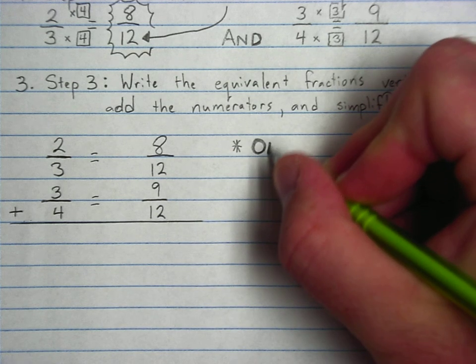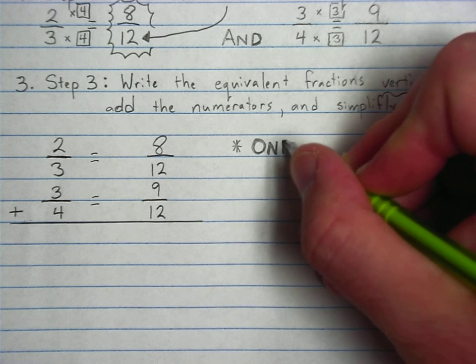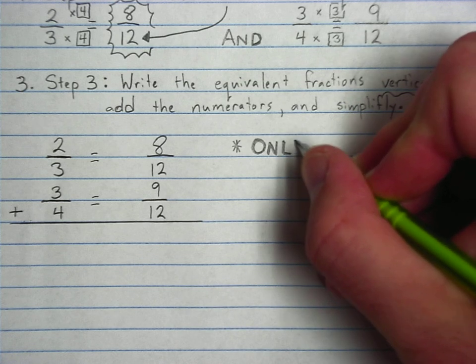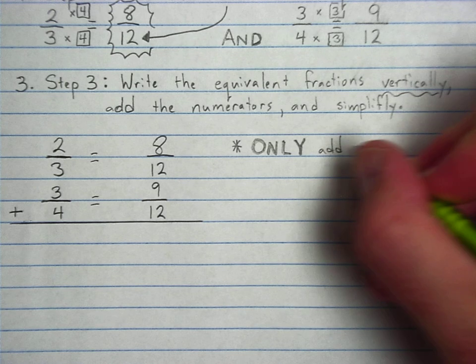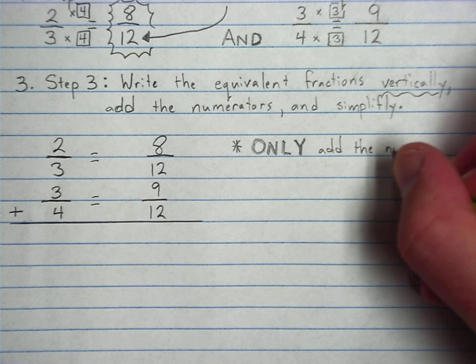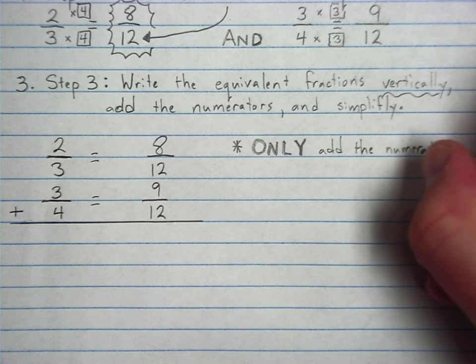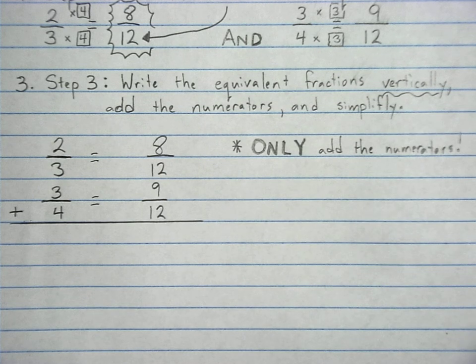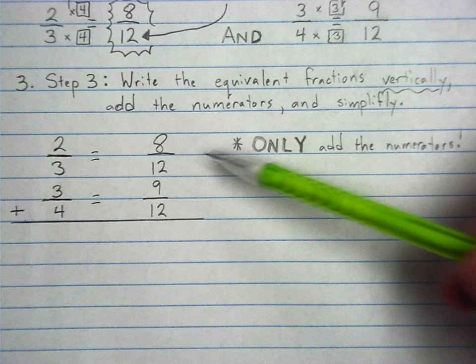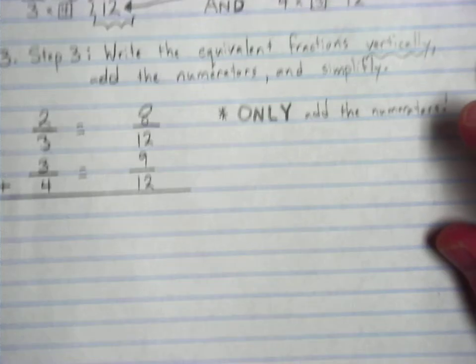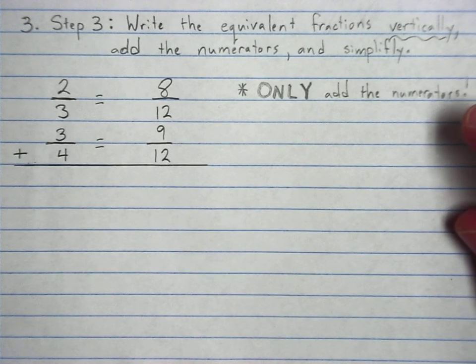And we're going to write this one in bold. Only add the numerators. I keep saying the denominators are like labels. They're like the units. We don't add inches to each other. We don't add feet. You don't have inch, inch, or foot, foot. You just add the number before them. So in this case, only add the numerators, please.